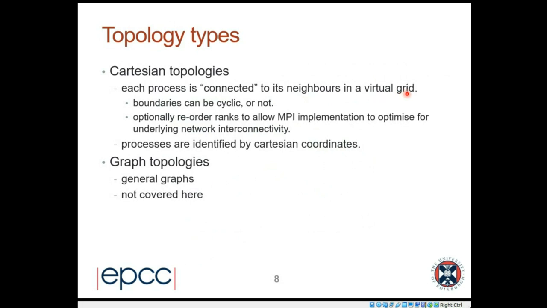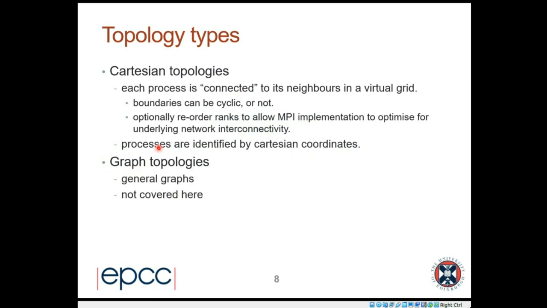So each process is connected to its neighbors in a virtual grid. The boundaries can be cyclic or not. Now, when you create the topology, you can optionally reorder the ranks to allow MPI to optimize for underlying network connectivity. I'll come back to that. But then the processes are identified by Cartesian coordinates, and that's very useful.